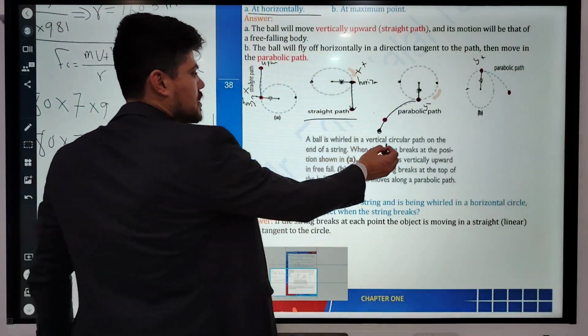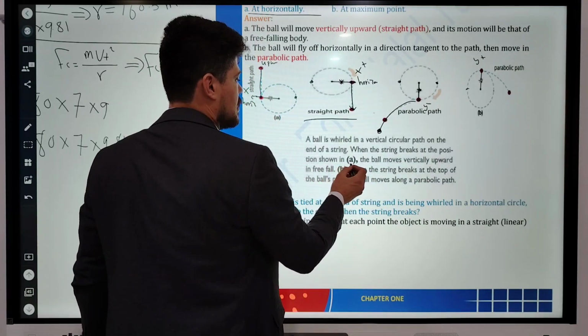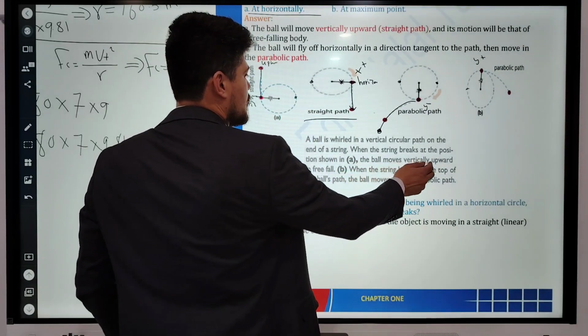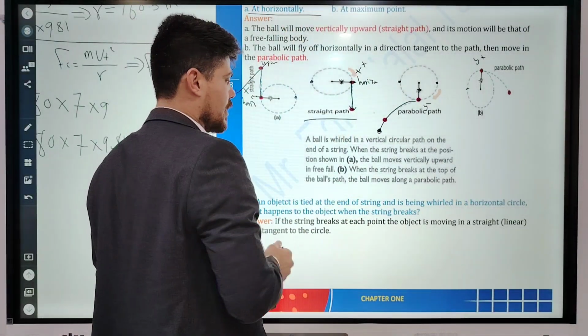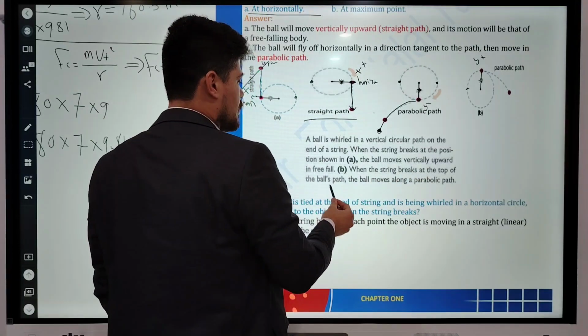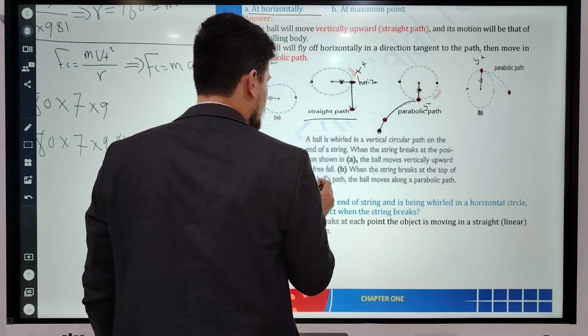A ball is wheeled in a vertical circular path on the end of a string. When the string breaks at the position in figure A, the ball moves vertically upward, as in this figure, or downward, as in figure B. But when the string breaks at the top, the ball moves along a parabolic path. What do you mean by the top?